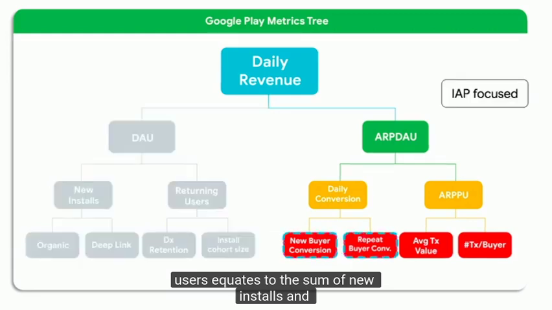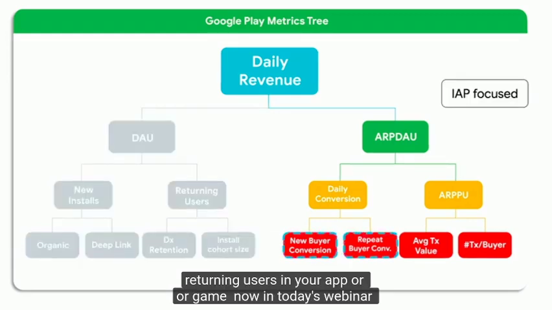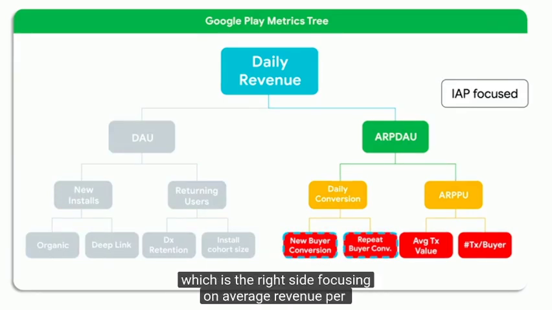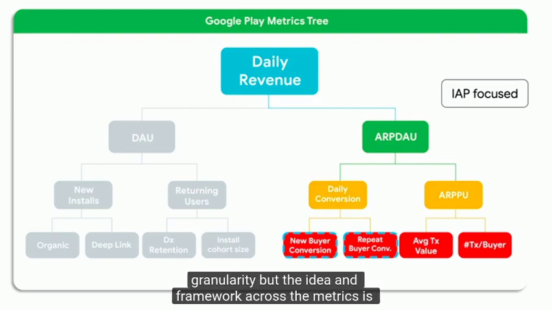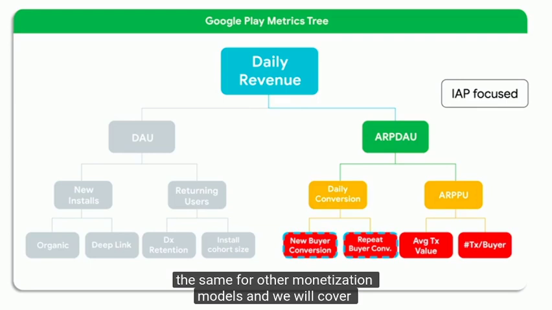game. Now in today's webinar, we're going to look at the monetization portion of the tree, which is the right side, focusing on average revenue per daily active users. Now I do want to call out that these metrics that we're covering first are more targeted to the in-app purchase monetization model, especially because it is daily granularity. But the idea and framework across the metrics is the same for other monetization models, and we will cover subscriptions after IAP today so you can see the similarities, and we'll cover a few of the caveats that are different across them.